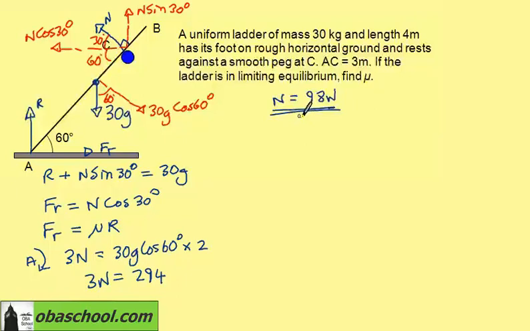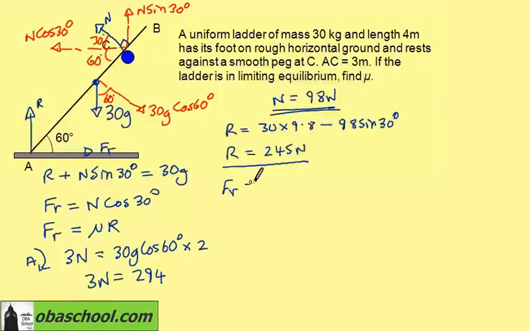From this we can now calculate R. R is going to be 30 times 9.8, take away 98 sin 30, giving us that R is 245 newtons.